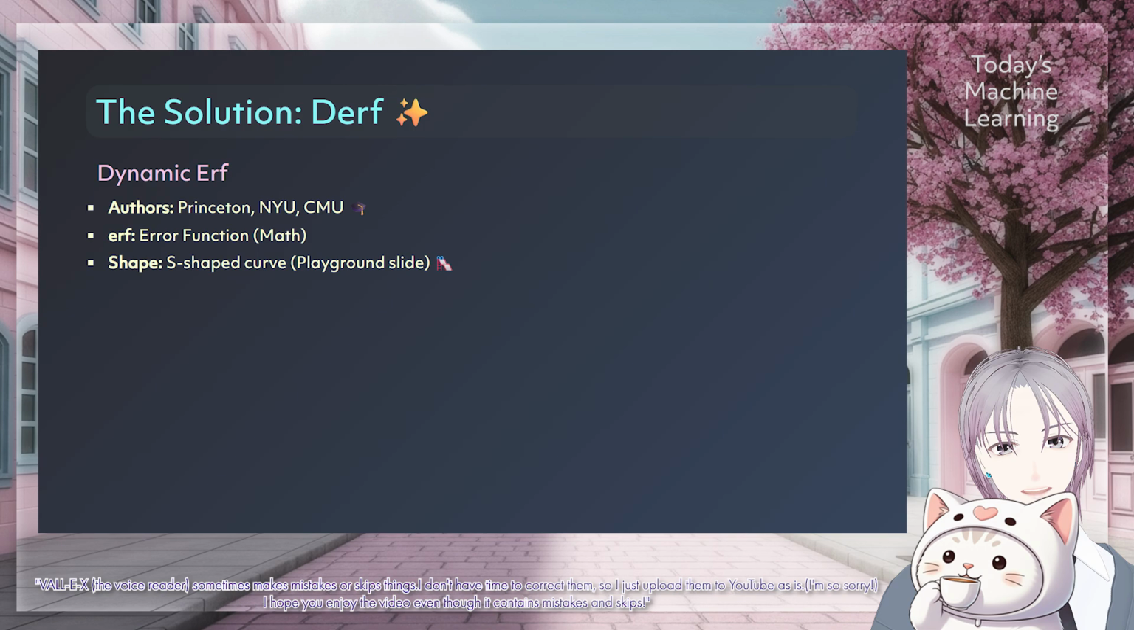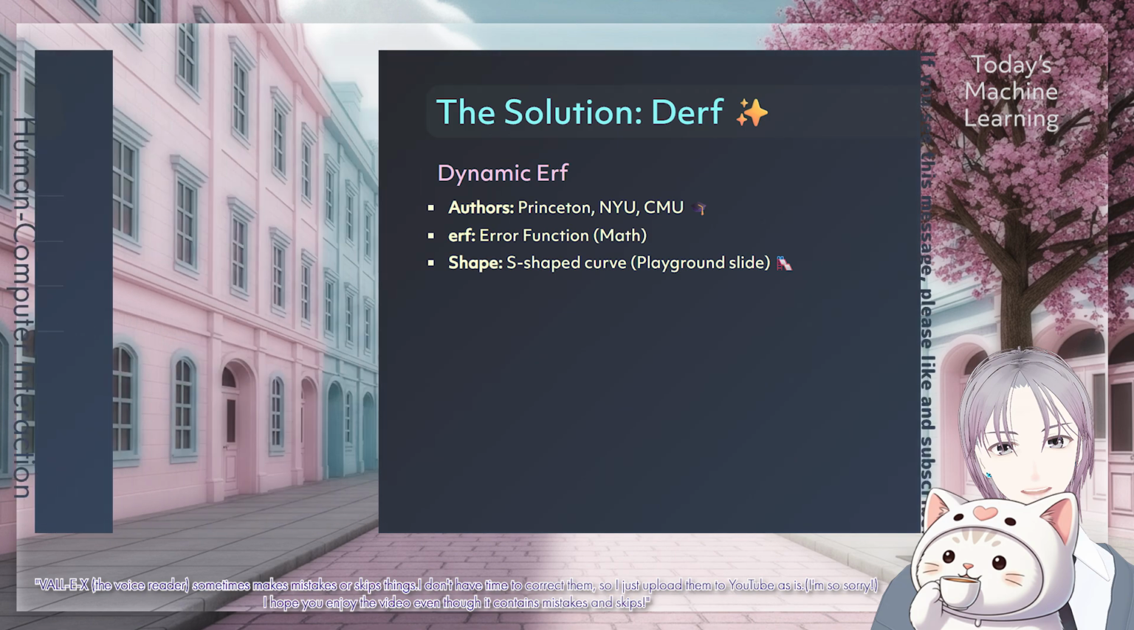The authors, Mingzhi Chen and his friends from Princeton University and Carnegie Mellon University, have invented a new tool. They call it Derf. It sounds like a funny name, right? Derf stands for dynamic erf. Now, erf is a math term for the error function. It is a beautifully shaped curve. Imagine a slide on a playground that starts flat, goes down steeply, and then flattens out again.